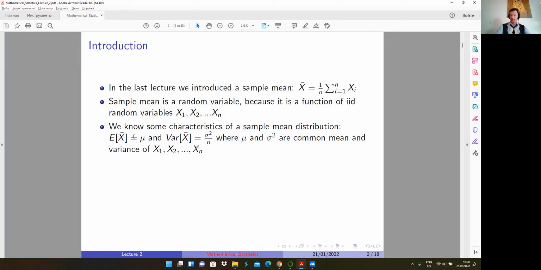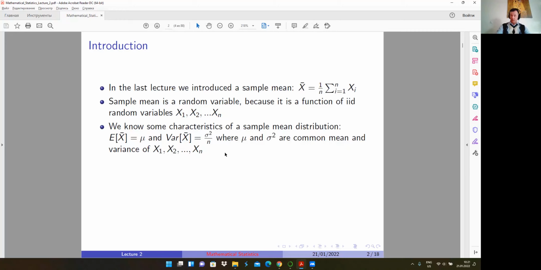Yesterday we introduced some characteristics of this sample mean distribution. Namely, we said that the expectation, or expected value, or the center of the distribution of this sample mean is located exactly at the mean or expected value of each of these variables. And the variance of the sample mean is just sigma squared over n, the sample size. Sigma squared is the variance of each of these variables. All these variables are identically distributed, and therefore each of these variables has the same variance, which is sigma squared.